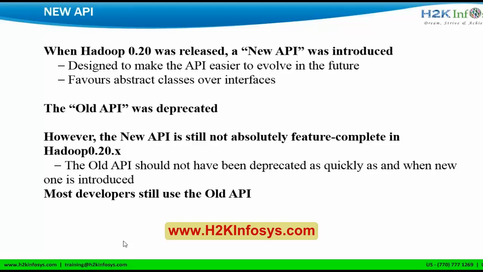Okay, the old API should not have been deprecated as quickly as when the new one was introduced. You can take this as a generic point: if any new version or new thing comes into the picture, don't just jump into it and start using it. As we discussed earlier about Java versions or the type of operating system we are going to use, whenever a new thing is introduced, don't jump into it, right? As of now, only the stabilized versions of Ubuntu or CentOS are used, not the latest versions, in companies. That is what is followed when it comes to APIs as well.